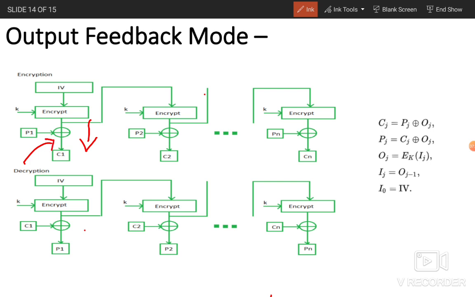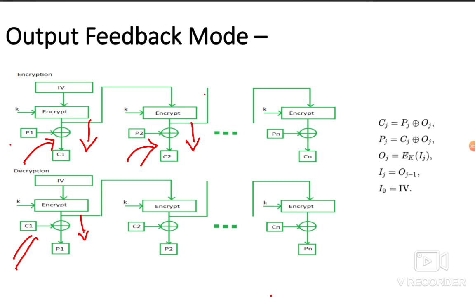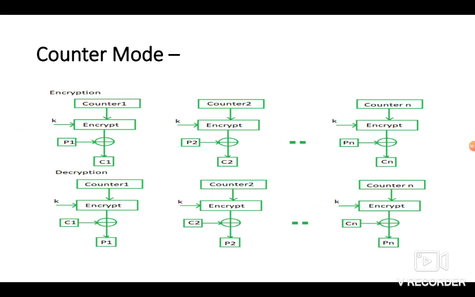is XORed with the plain text. That's why it's called output feedback mode. Okay, during the encryption, the output of encryption is XORed with the plain text. And for encryption, okay, we use the previous outputs to chain with the other. And for decryption also, the output of encryption is XORed not with the plain text, it is XORed with the ciphertext. Okay. So this is output feedback mode.